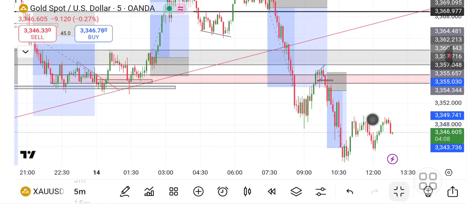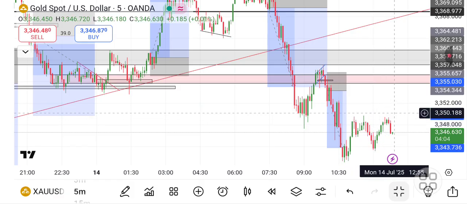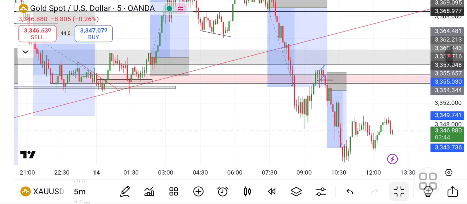Today is still Monday. So we are waiting for tomorrow. By 12:00 a.m. I'll be marking out my Monday's high and Monday's low. Then waiting for the London session to open. So I'll be marking my zones, support and resistances, trend lines. Then just wait for London to open.